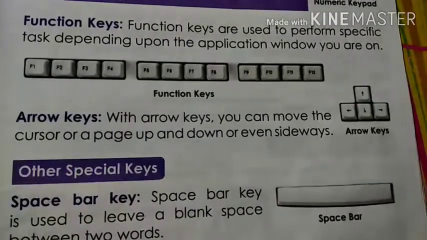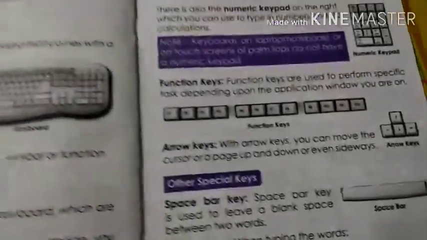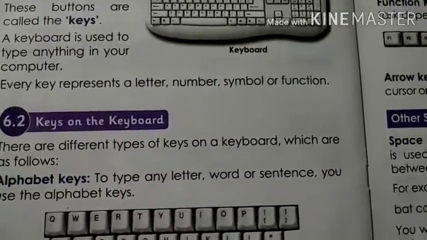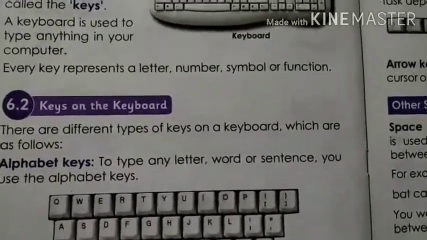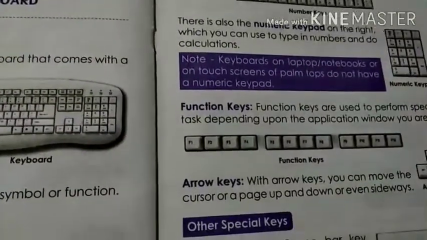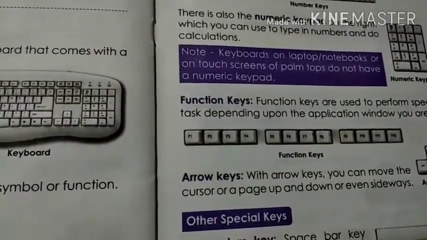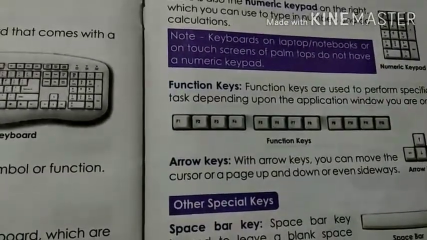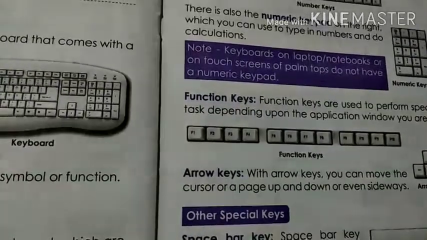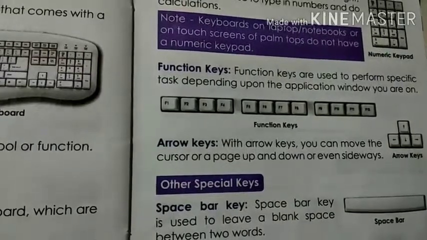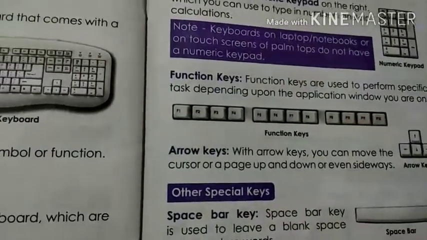So what have we learned about the keyboard? We have learned about some keys on the keyboard. We learned about alphabetical keys, that is A to Z. Then we learned about number keys, that is 0 to 9. And then we learned about function keys, that is F1 to F12, which are used to perform a specific task. And then we learned about arrow keys. With the help of arrow keys you can move the cursor or you can take the page up and down.